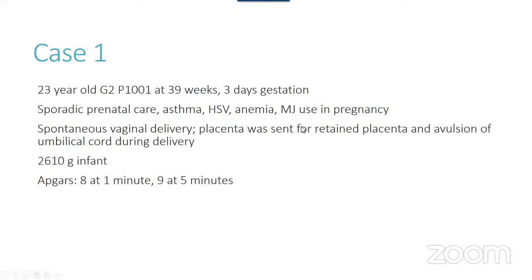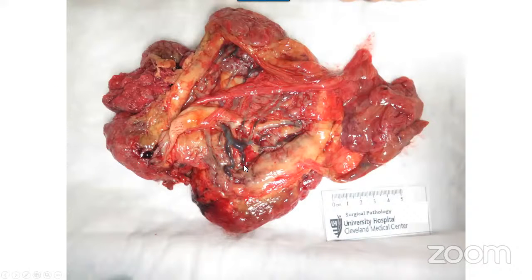Our first case is a 23-year-old. She's a G2P1. She's coming in at term. She had some sporadic prenatal care. She has some other kind of minor complications to her pregnancy. She had a vaginal delivery, and the placenta was sent to us actually for retained placenta and avulsion of the umbilical cord. The weight and the apgars of the infant seem okay. And I have a gross image here of the placenta.